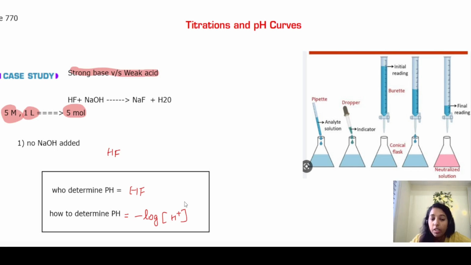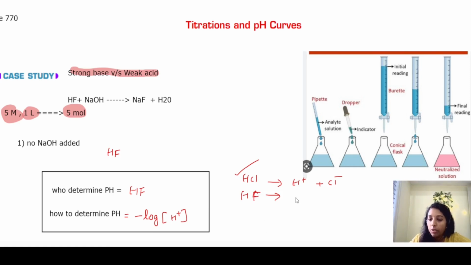Here what is the problem? It's a weak acid, right? Initially we have 5 molar, but that is not the reaction mixture, correct? If it were HCl, 5 molar HCl, we would get 5 molar H plus and 5 molar Cl minus. So 100% dissociation in the case of a strong acid. But this time it's a weak acid, right? So it's not 5.